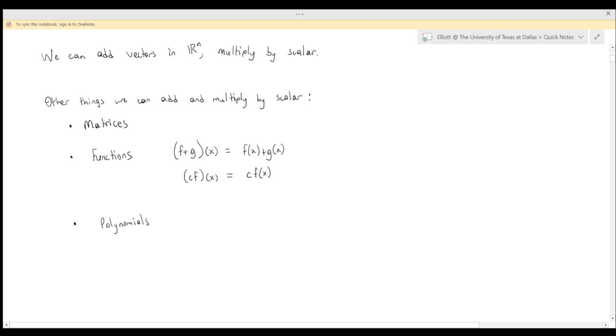So the point of what we're seeing right now is that there are objects that we can add and scale and multiply, not just the vectors in Rn.